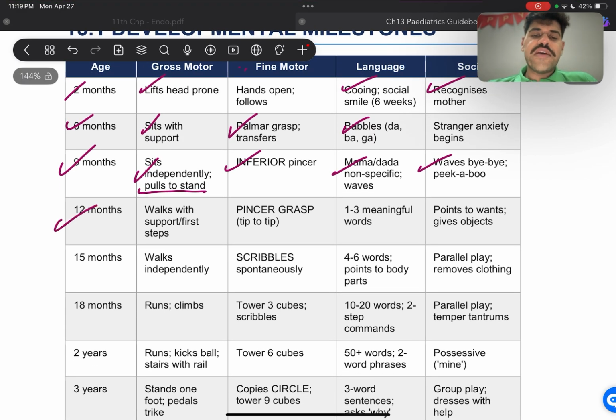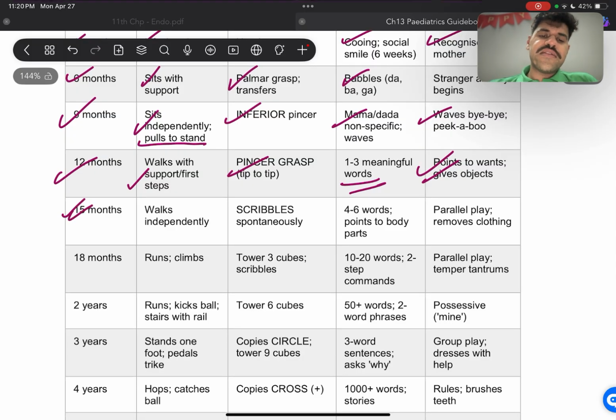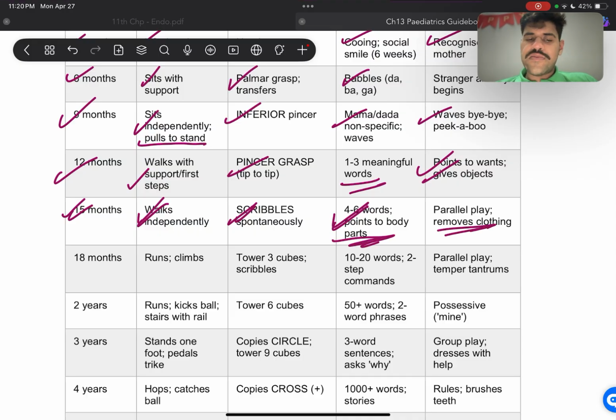At 12 months, they walk with support and they have the first steps. Then they have a pincer grip, tip to tip. All right. Tip to tip would be this. All right. Then 1 to 3 meaningful words, and they point to objects that they want. Now at 15 months, they can walk independently and they can scribble spontaneously. 4 to 6 words, points to body parts, parallel plays and removes clothing.